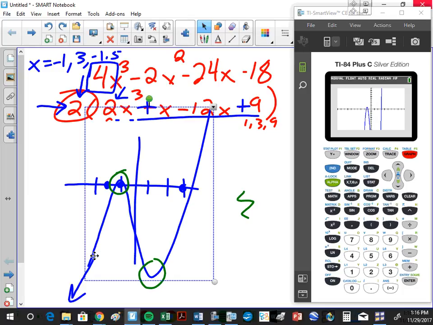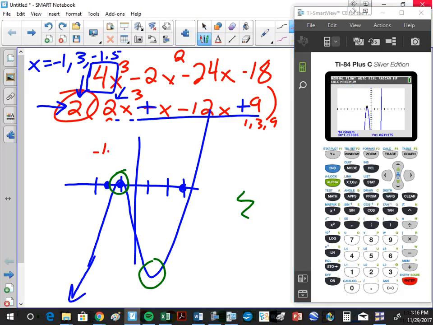And now I want to know what that point is. So second calc, let's do maximum. And it looks like it's about -1, somewhere close to -1. Left bound, I'll type in -2. Right bound, I'll type in 0. And my guess, I'm going to put -1. And I get -1.26, comma 1.06. Does everybody understand that? Okay.